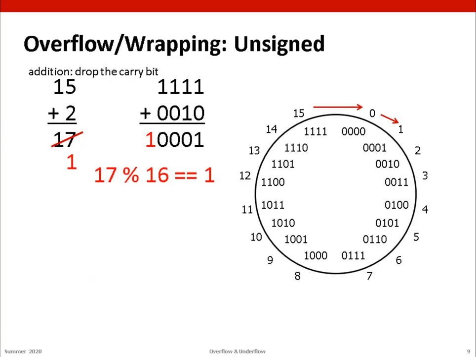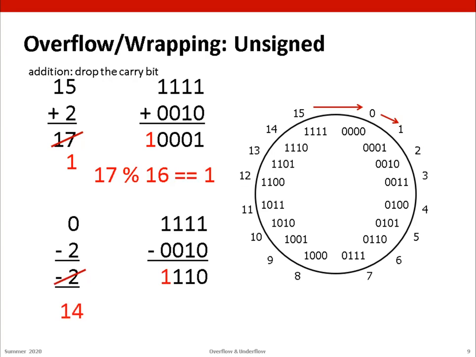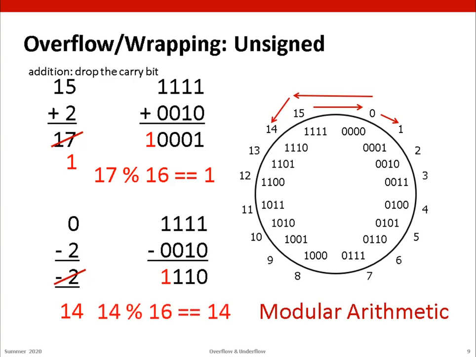Similarly, we know that the lowest possible value in an unsigned 4-bit number is 0. So if we try something like 0 minus 2 in decimal, it should give us the result -2. However, in the unsigned interpretation, it is 14. That is, if we go back 2 steps in the number wheel from 0, we get 14. So this is exactly the same kind of modulo operation. Hence, the modular arithmetic claim has been verified in both addition and subtraction.